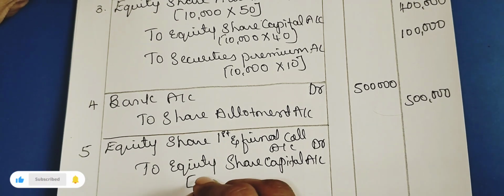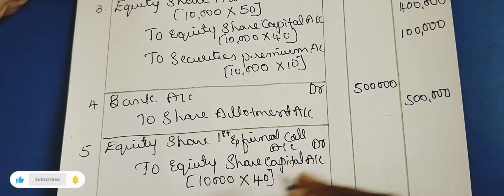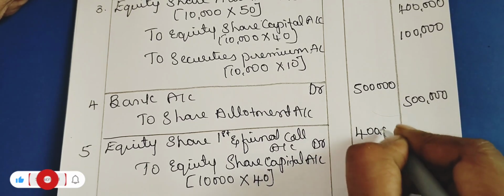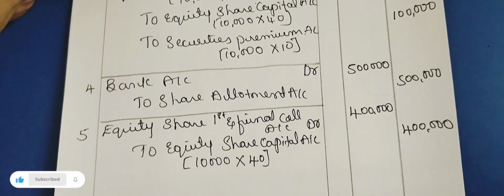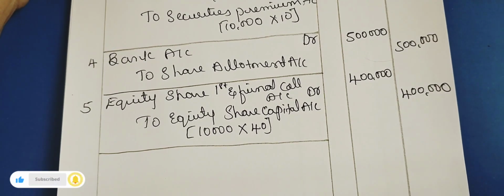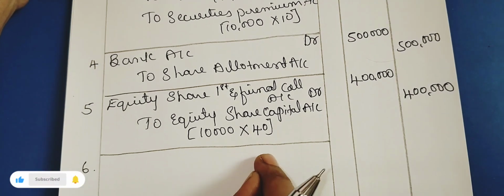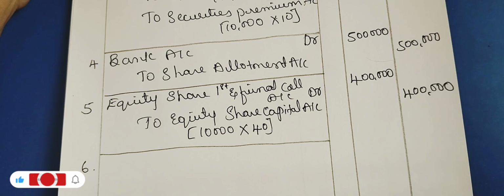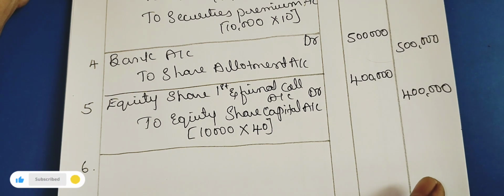What is the amount on first and final call? It is rupees 40. So it is 4 lakh. Now we need to pass the receipt entry. But here, at the time of share first and final call money, we have a due for 1,000 shares, the money which we have not received. So is it possible to pass the entry for the amount which we have not received?